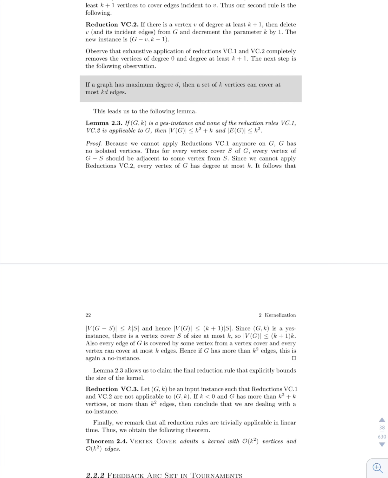Now suppose I want to find a graph having the most number of vertices for which there exists a vertex cover of size k and the degree of each vertex is at most k.